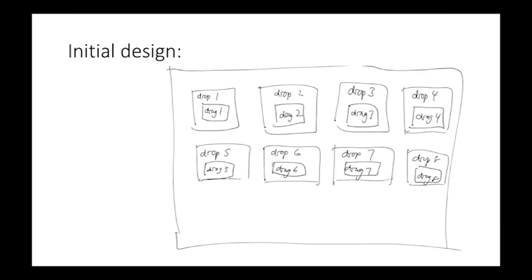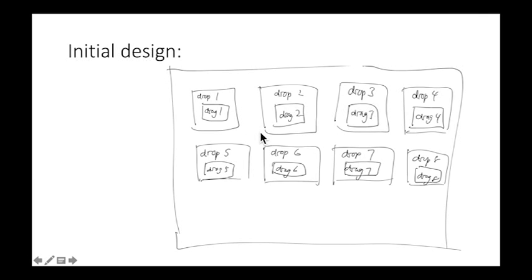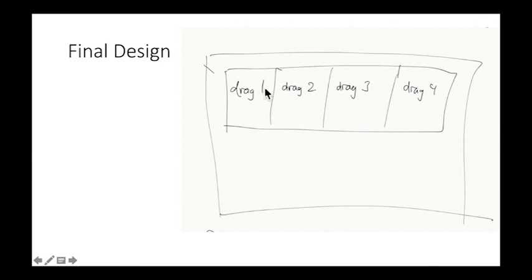This is the initial design for the feature, and this is the final design. In the final design, I just removed the drop divs. Instead, I put the drags all together in one line. The users simply have to drag 2 in front of drag 1 to change the position.